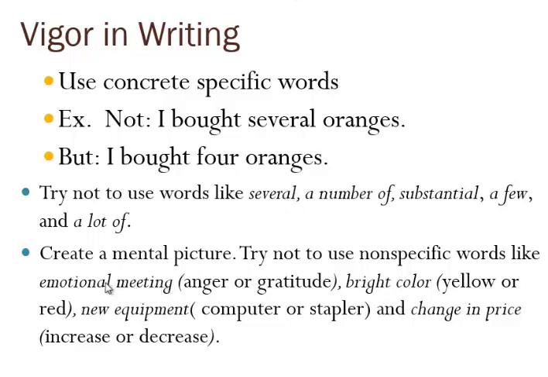Rather than saying the person was emotional, say what that emotion was. Was the emotion anger? Was the emotion sadness? Was the emotion happiness? Rather than saying the clothing was a bright color, say what color it was. Was it bright yellow? Was it bright red? Was it bright green? "New equipment" can be replaced with what the new equipment is. For a change in price, you can say the price increased or the price decreased, and then go ahead and say the percentage. "The price decreased 8%" is a lot better than saying that there was a price change.